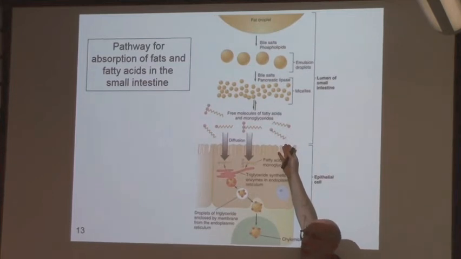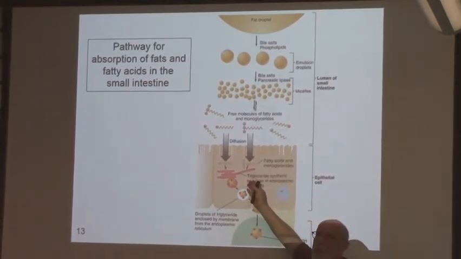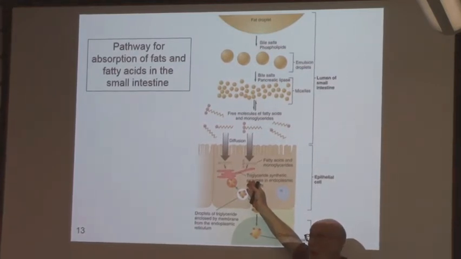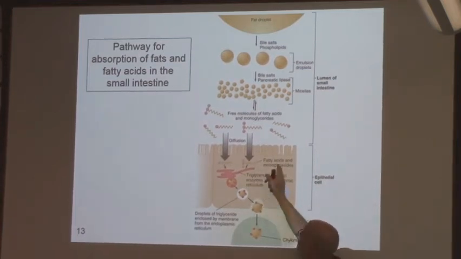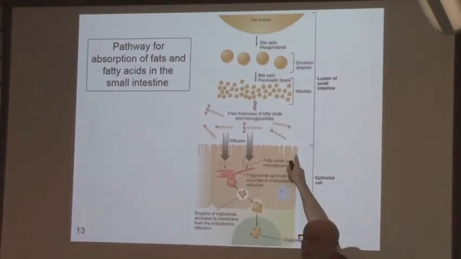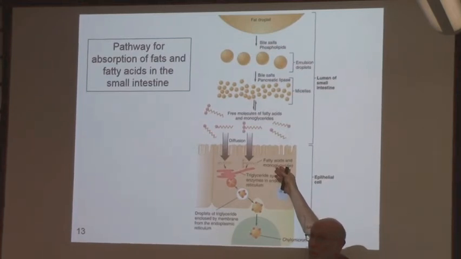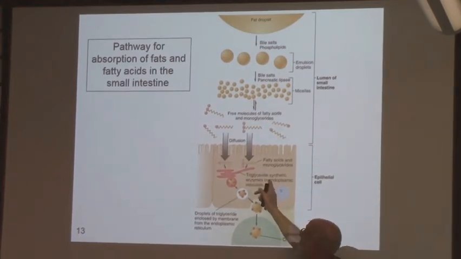These monomers are amphipathic, and so they simply diffuse into the cells of the small intestine. So now we're talking about how we absorb the nutrients from fat. Diffusion: this is the apical membrane, here's the basolateral membrane of an epithelial cell surrounding the intestine. Diffusion into the cell.